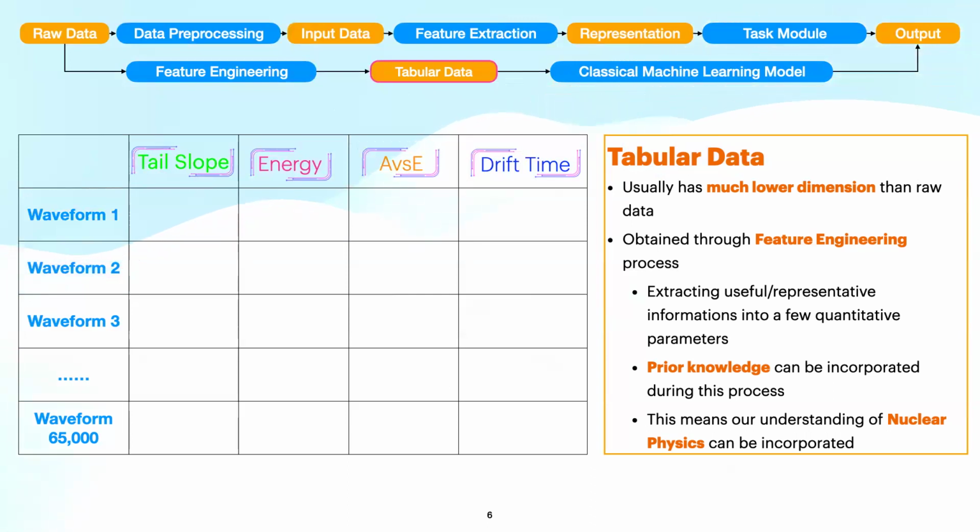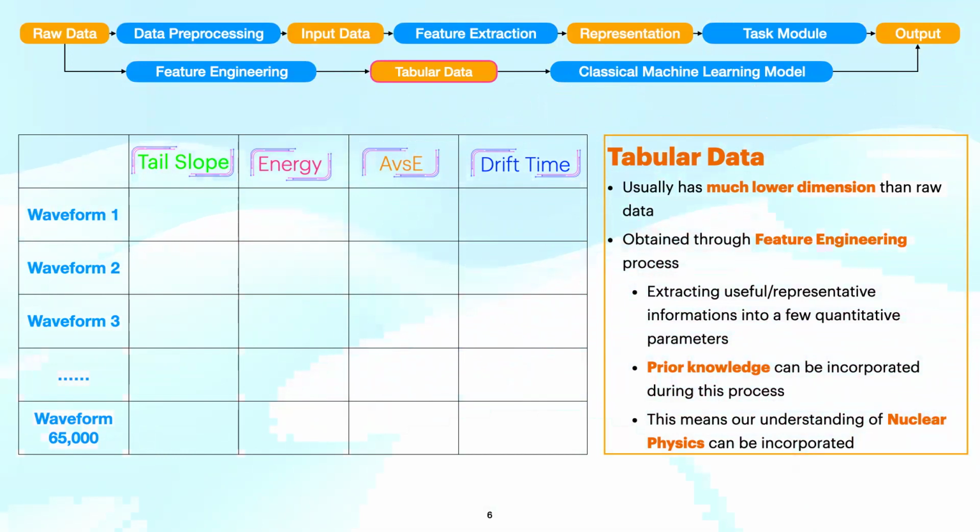This kind of data is called tabular data because literally it looks like a table. Each row is going to be one of our waveforms, and for each waveform, we can extract its tail slope, its energy, A versus E, and drift time as the columns of the table. Tabular data is usually of much lower dimension than our raw low-level input data. Our low-level waveform is 1,000 dimensions, but this one is just 4 dimensions.